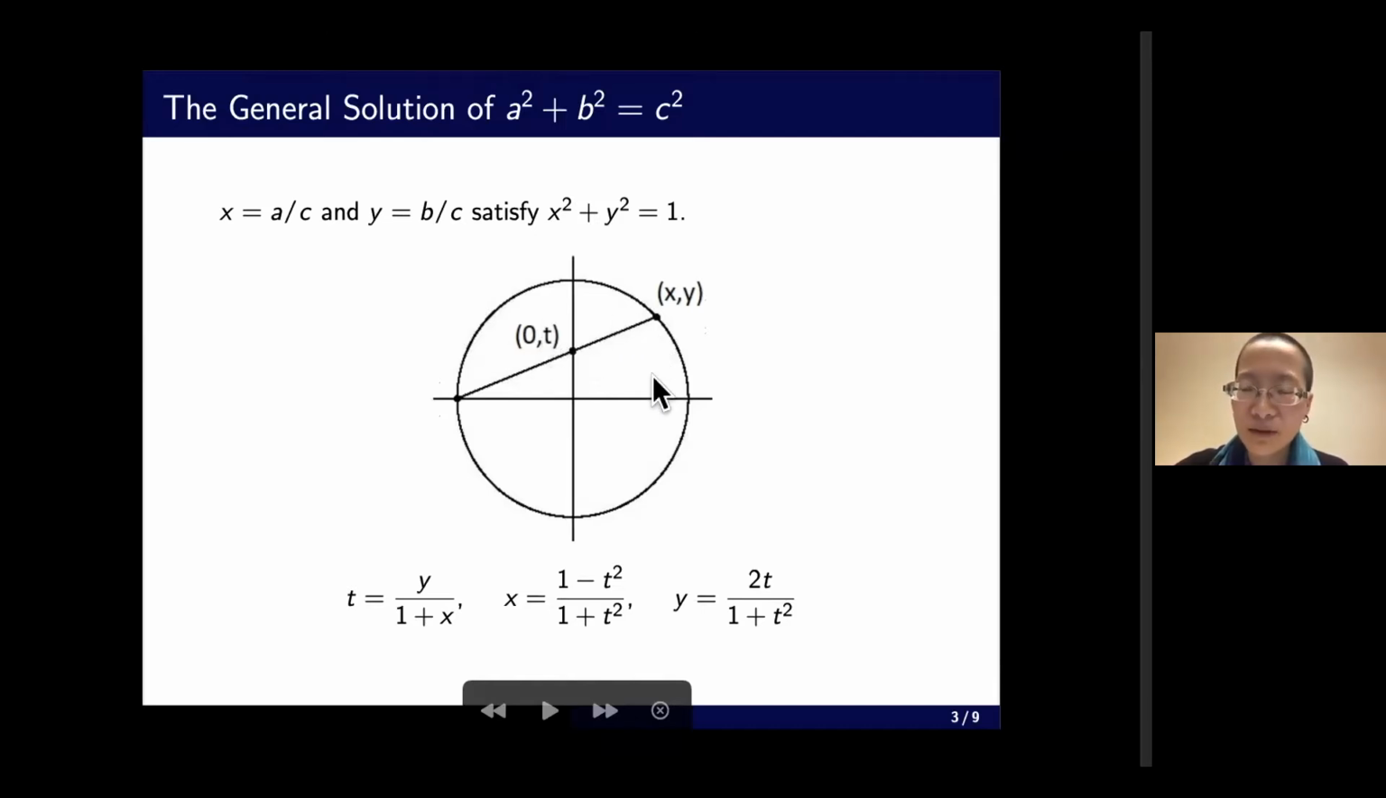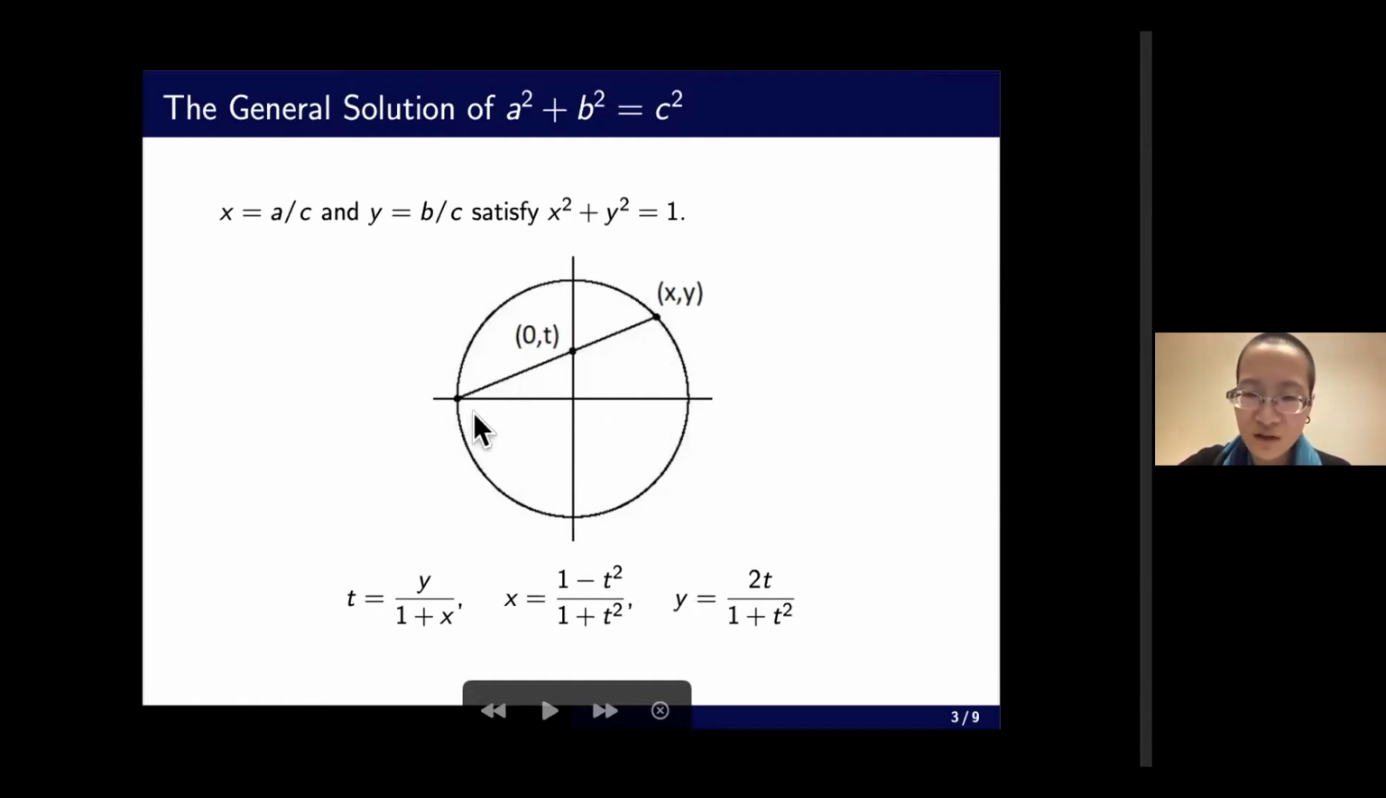Because using basic trigonometry, we have the following relationship between the quantities t, x, and y. Namely, if I look at this smaller triangle, which involves the point 0, t and the origin, then we know the ratio of this vertical side to the horizontal side is going to be equal to y over x, it's going to be equal to y over 1 plus x.